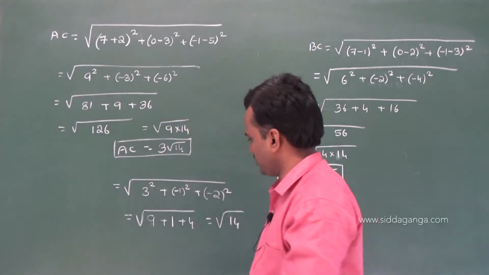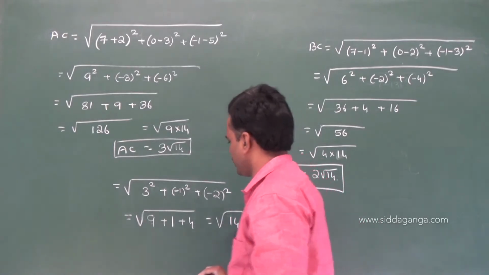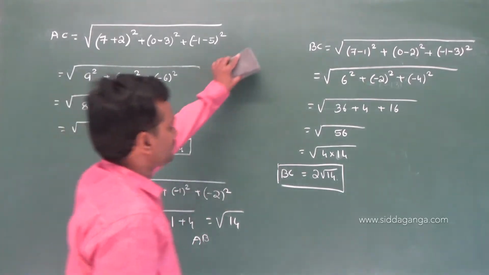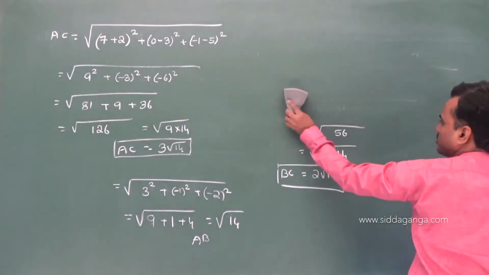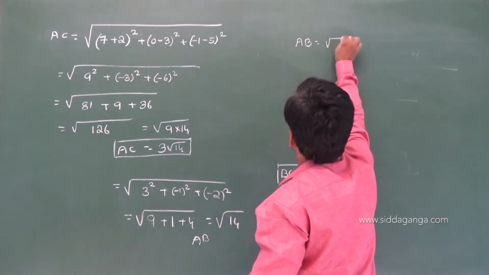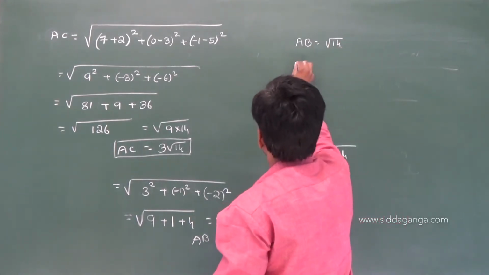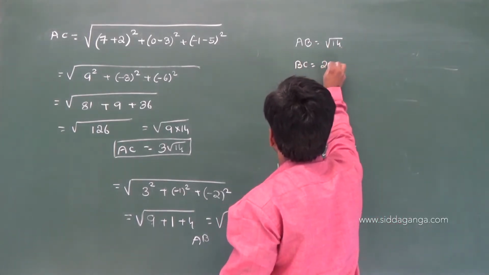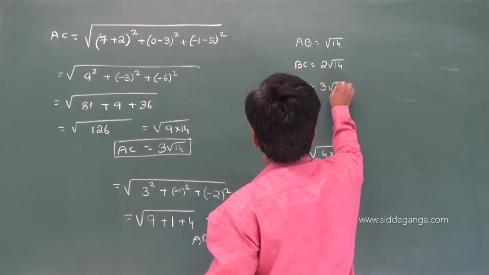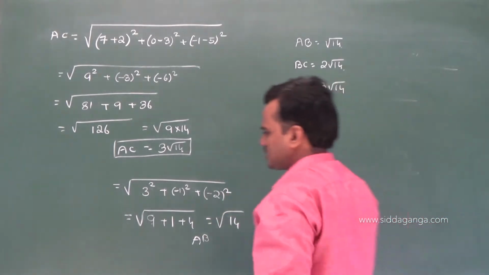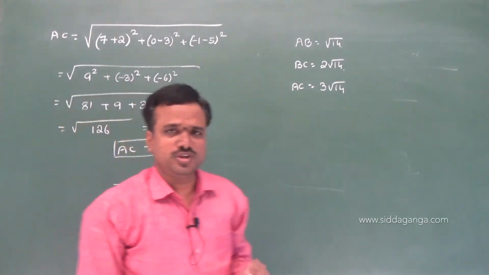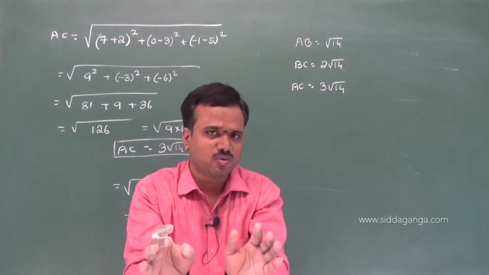Observe the problem carefully. Once again I write here because the conclusion is very important. Distance from A to B is square root of 14. Distance from B to C is 2 into square root of 14. Distance from A to C is 3 into square root of 14. So what he asked, prove that these 3 points are what?